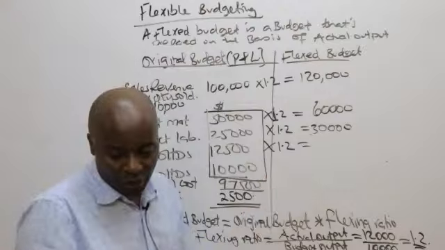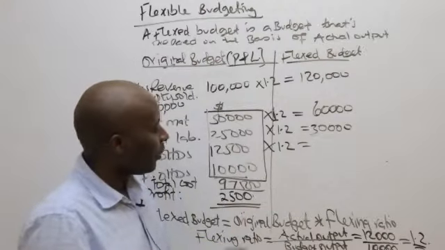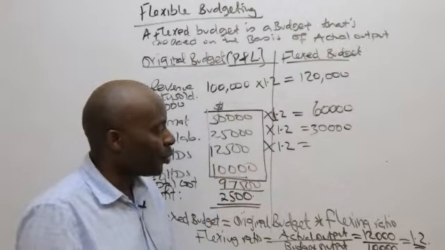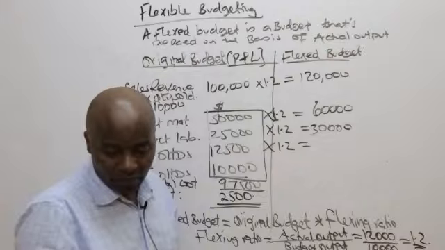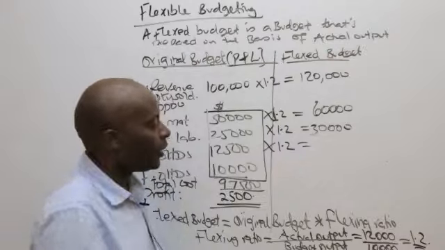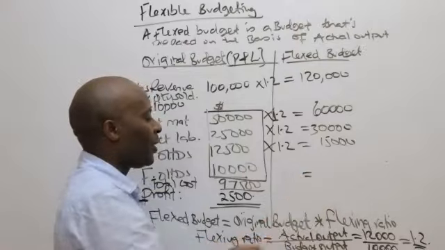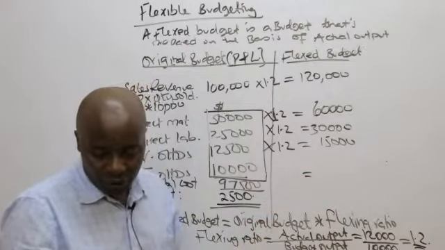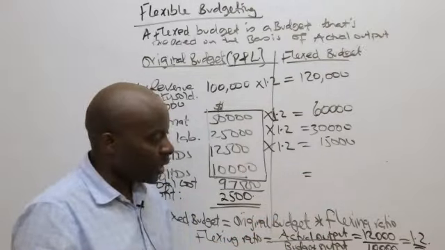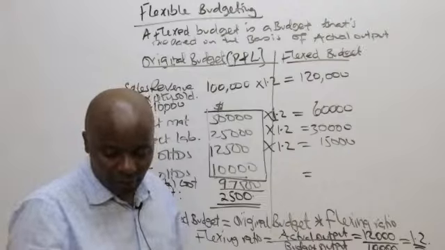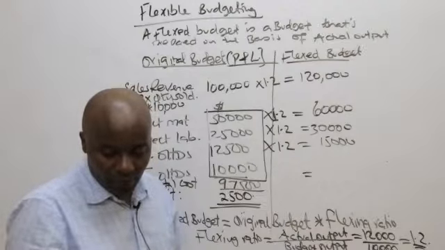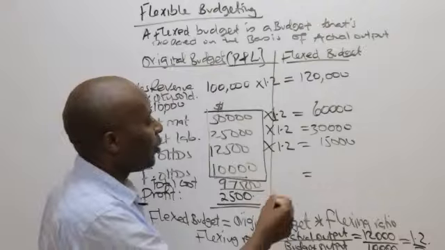This one here will give us what figure? 12,500 times 1.2. 15,000. So then what figure do you think I should put here for fixed overheads? For fixed overheads, what figure do you think I should charge? 10,000. Thank you very much.